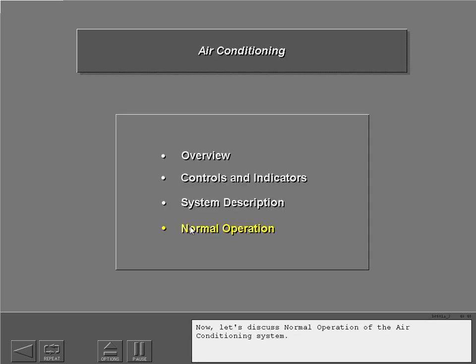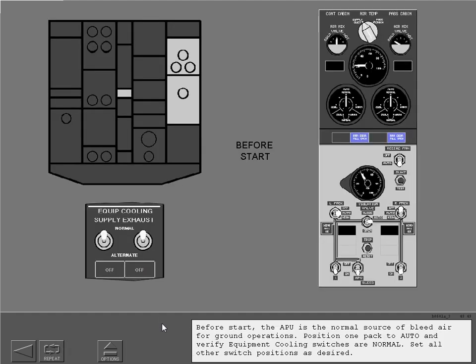Normal operation of the air conditioning system. Before start, the APU is the normal source of bleed air for ground operations. Position one pack to auto and verify equipment cooling switches are normal. Set all other switch positions as desired.